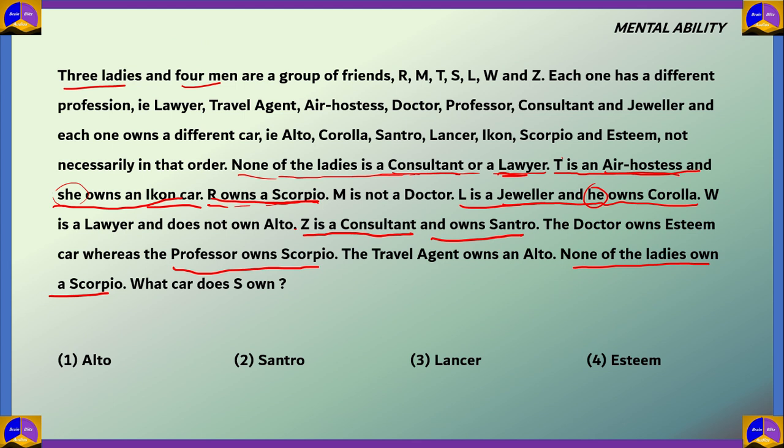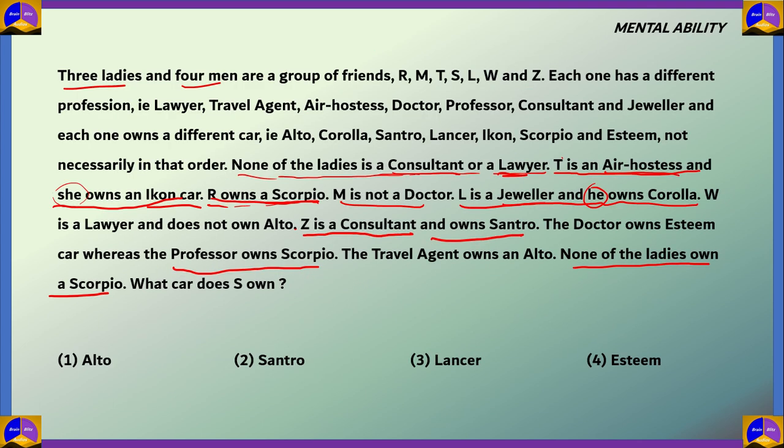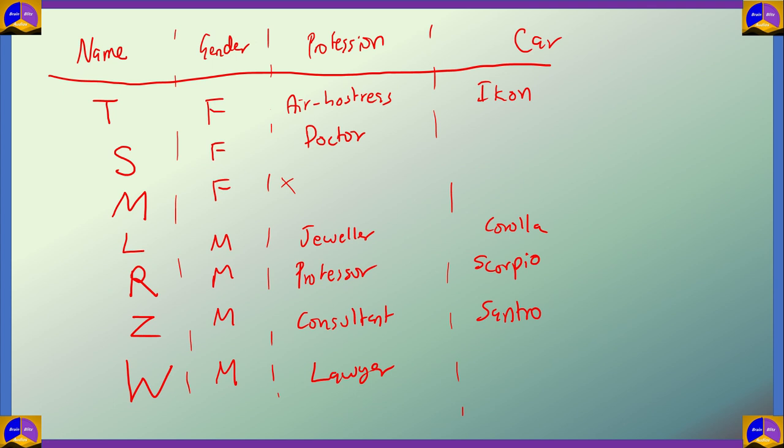Now we're given that M is not a doctor. So if doctor cannot come over here, then doctor must come over here. So S is a doctor. And here in the statement we're given that the doctor owns the Esteem car. So S, female, is a doctor and thus will own the Esteem car. Now we do not need to fill the other two, but we can if we needed to.